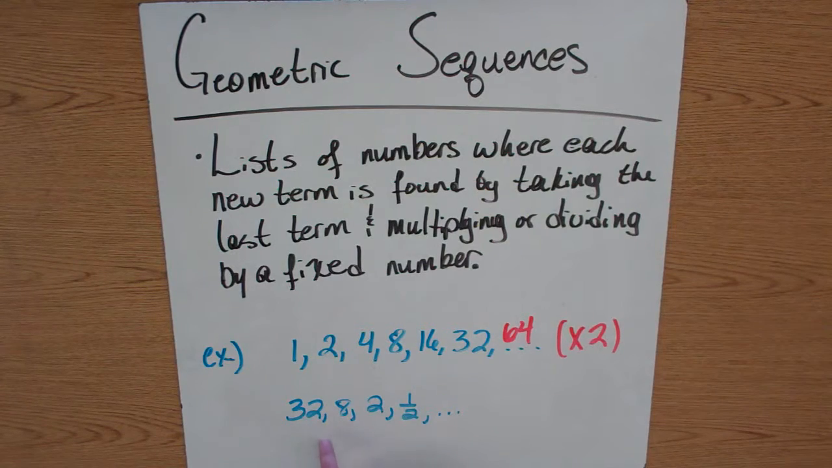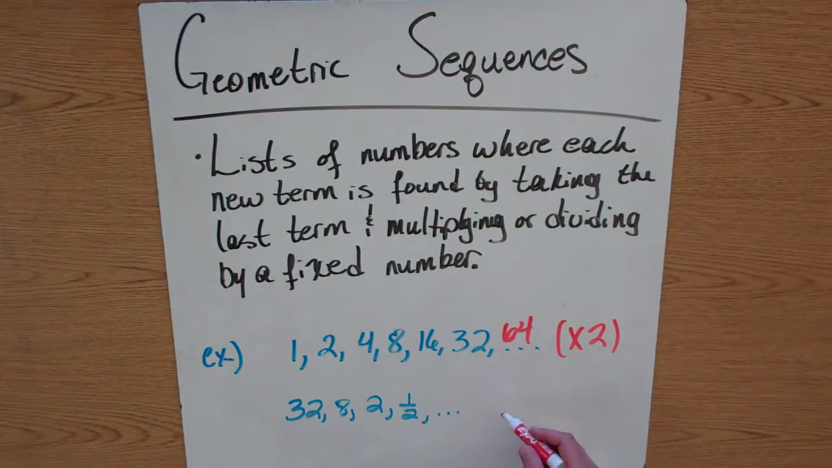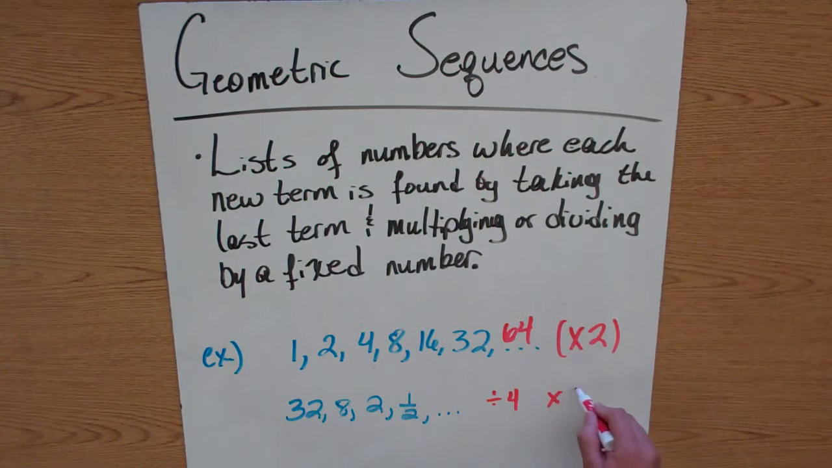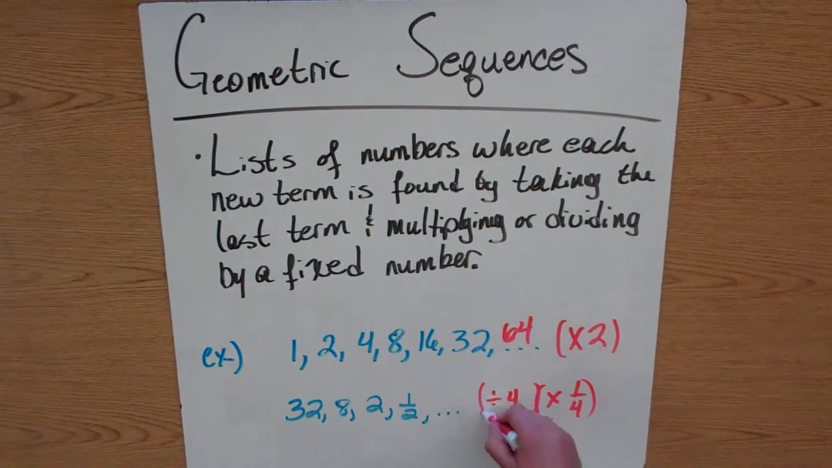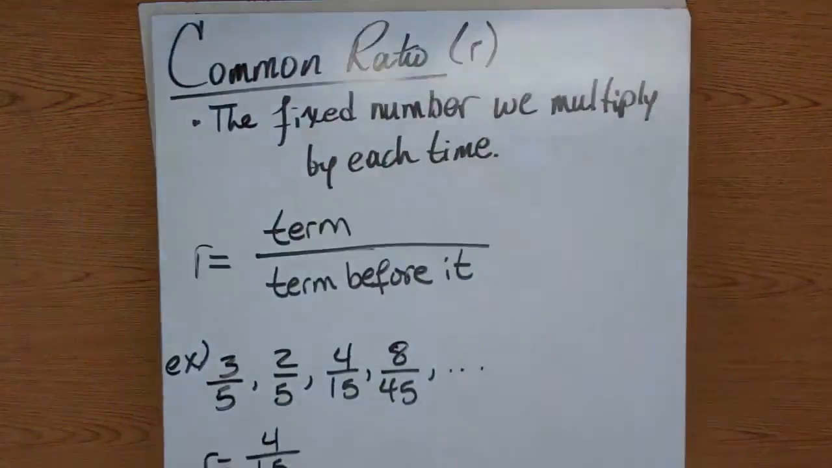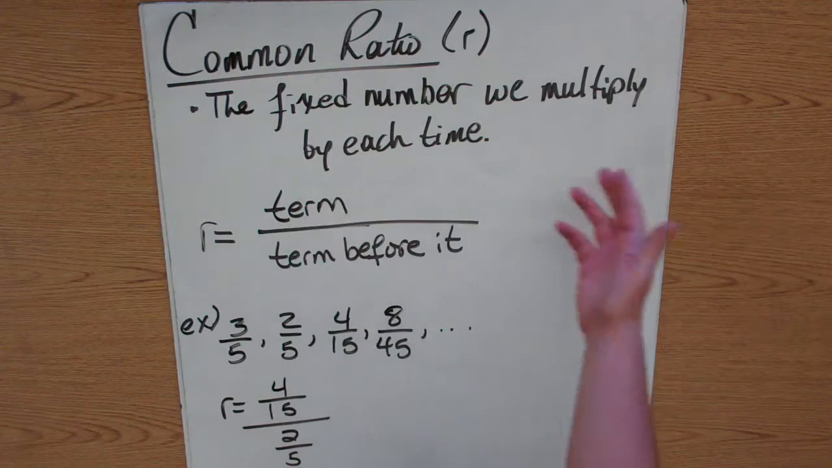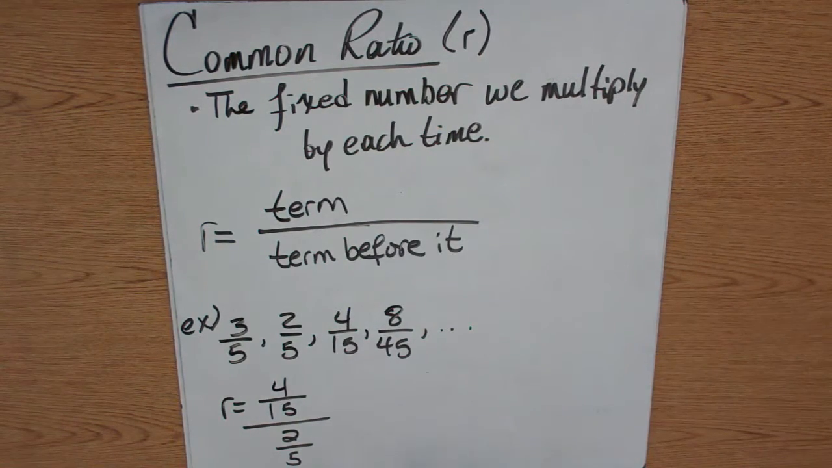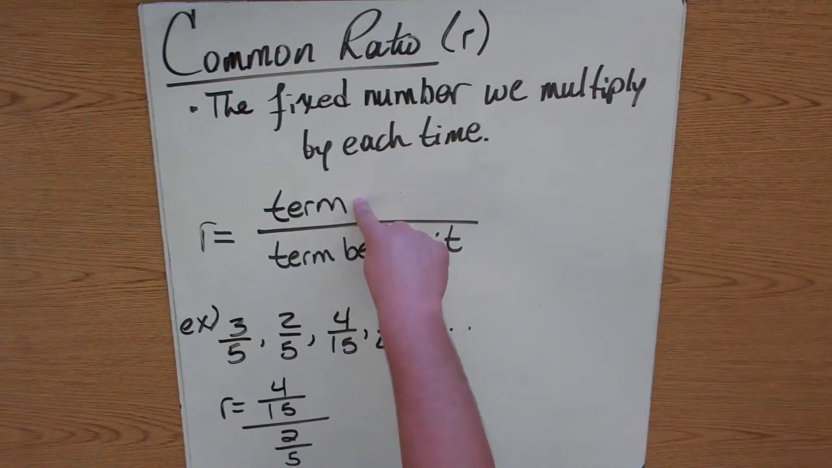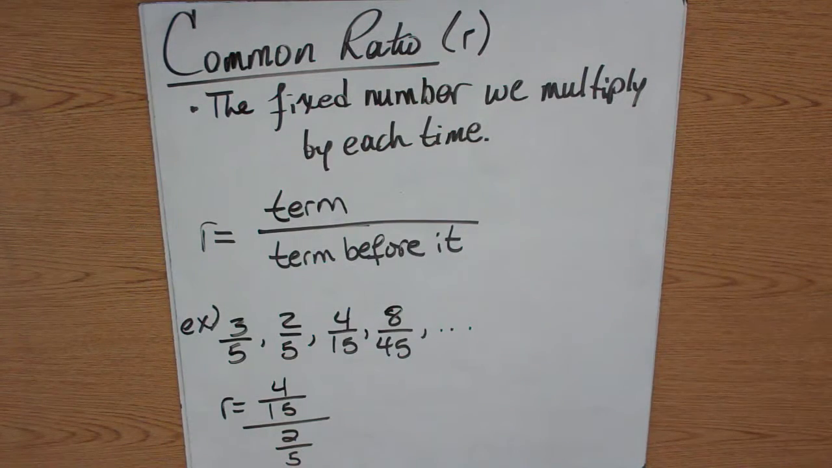Now here we have 32, 8, 2, 1/2. What are we doing there? Well, you could either say we're dividing by 4, or we're multiplying by 1/4. Either answer is correct. Now, that number you're multiplying by is called your common ratio, or r. Your common ratio is the fixed number we multiply by each time. To find the ratio, you pick any term and divide it by the term before it.